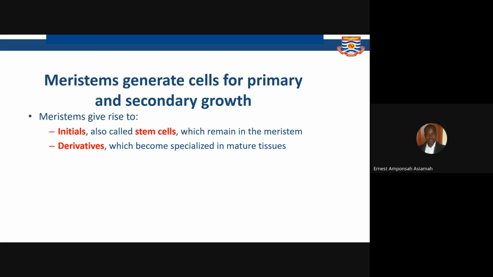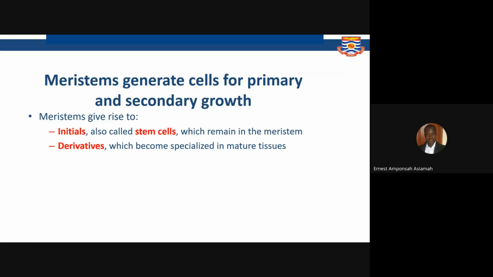Usually, for every cell that is supposed to regenerate, it has to preserve the stemness, so that every time there is a cell responsible for that activity, another cell will be committed into forming the parts of the matured plant. So meristems will usually divide to give rise to initials and derivatives. The initials are what we call the stem cells, and they remain as meristem.